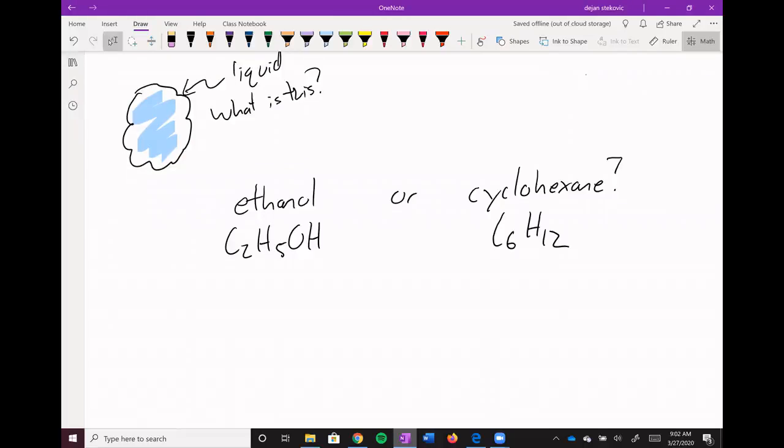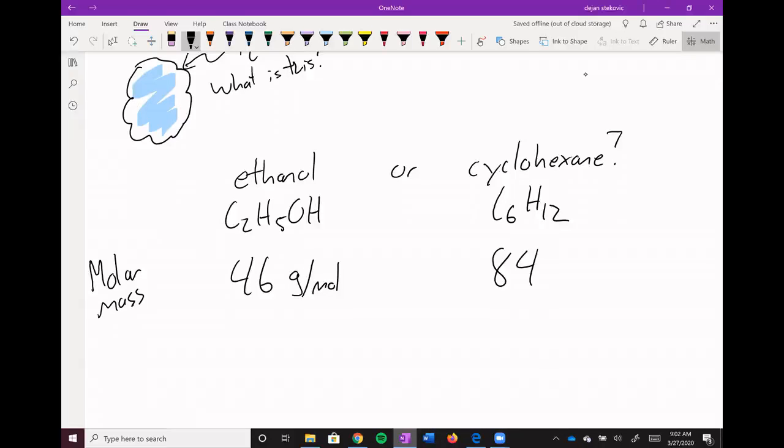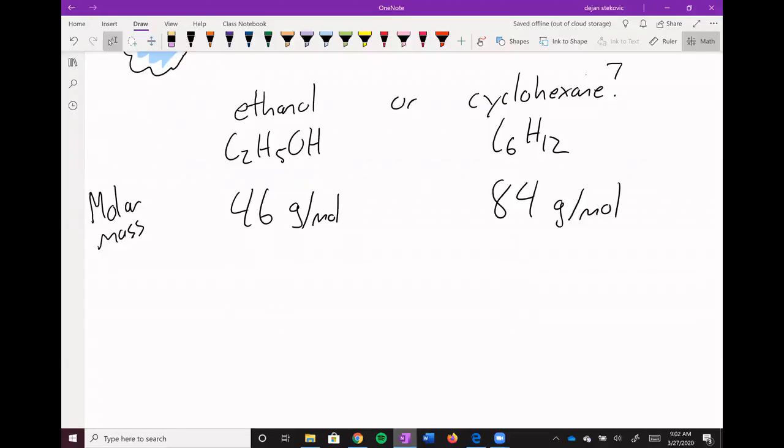So how are you going to answer this question of what is this unknown liquid? Well, one thing you could do is take a look at the molar mass of the two compounds and see if they're different or the same. So let's take a look at the molar mass of these two. This one weighs approximately 46 grams per mole, and this one weighs 84 grams per mole. So you can see they're quite different. If you could figure out the molar mass of the unknown liquid, you could identify which one of these two it is. So naturally, the next question is, how do we find the molar mass?